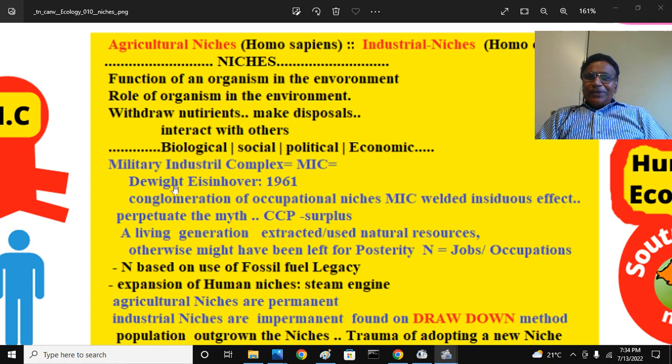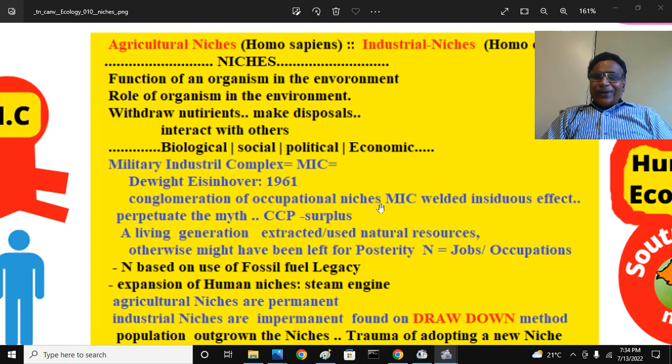The US President Dwight Eisenhower, when he was leaving the office in 1961, that means just before Kennedy's era, he succeeded Truman, who succeeded Roosevelt, who died around 1945.